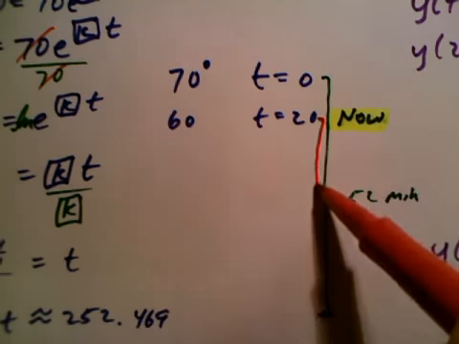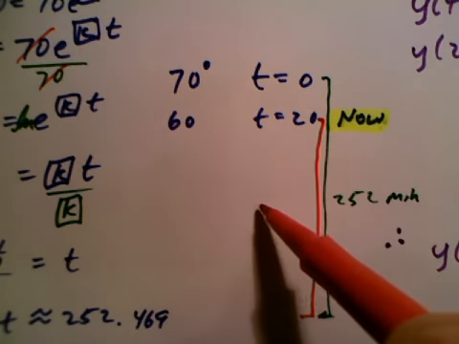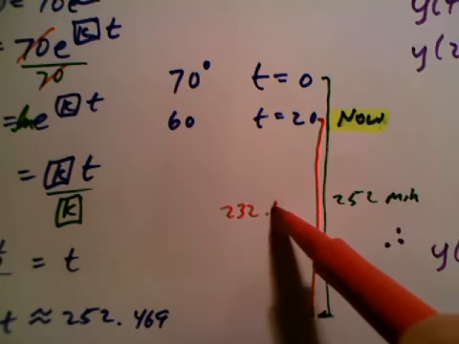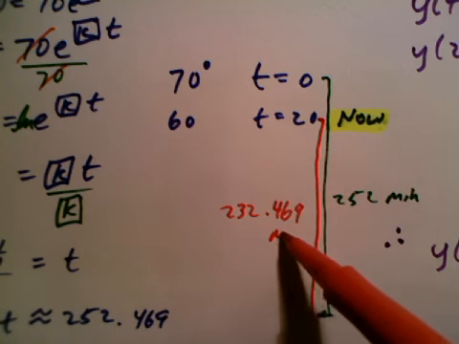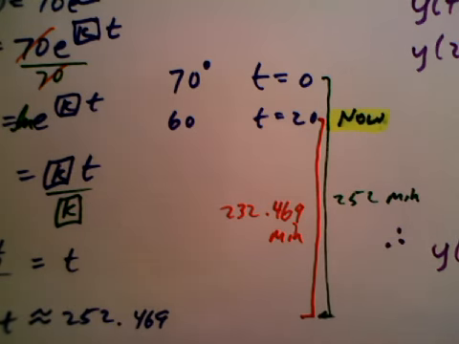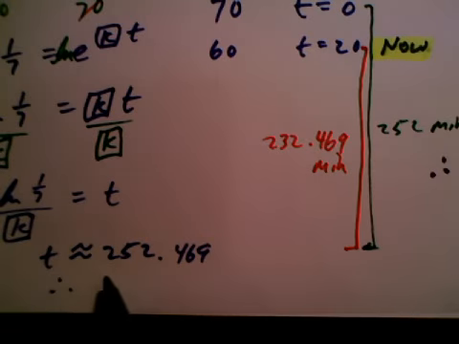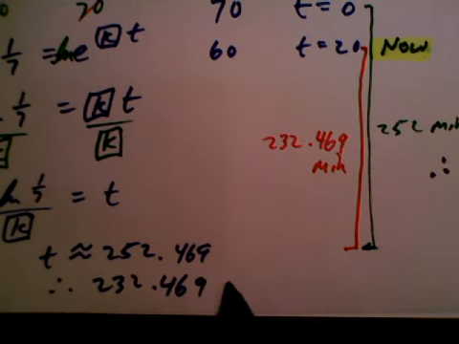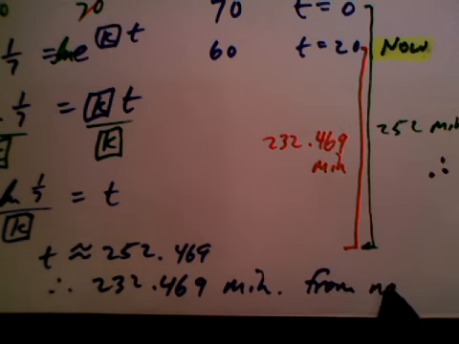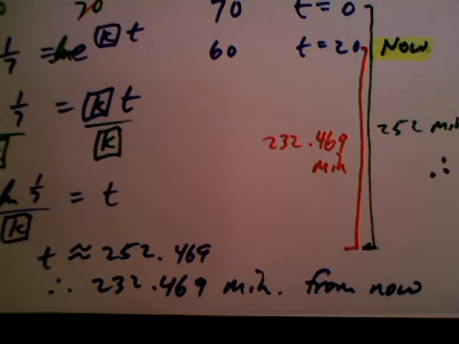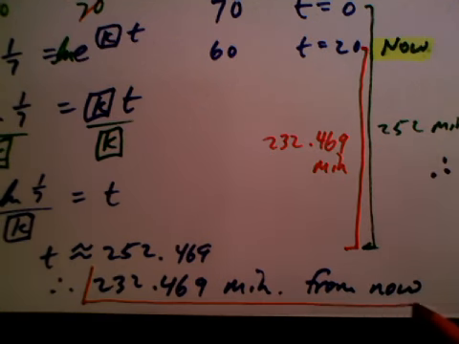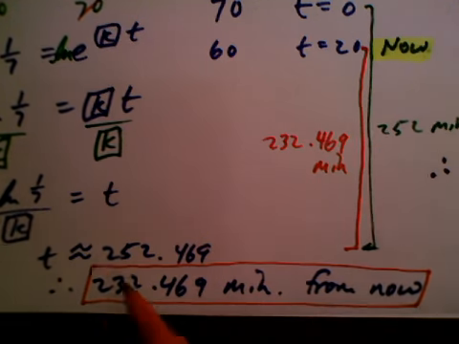So from now, we get 232.469 minutes. That's how long it's going to take. And so I suppose we could write that as: therefore, 232.469 minutes from now. And there you go. That is Newton's law of cooling.